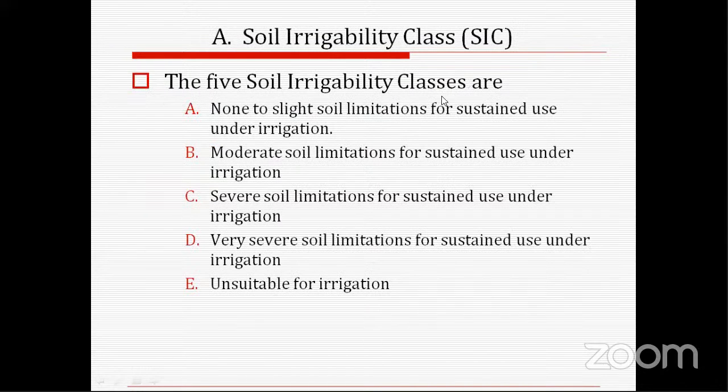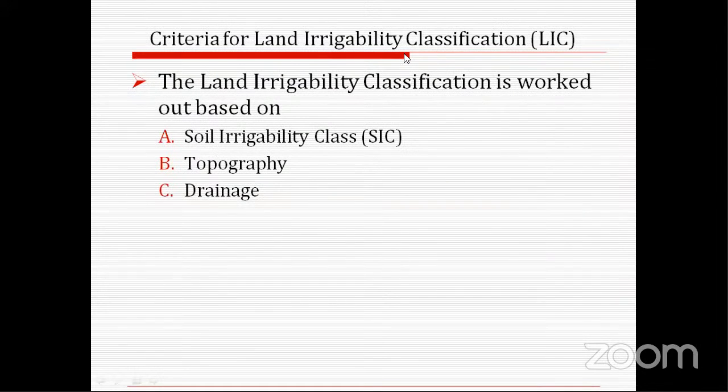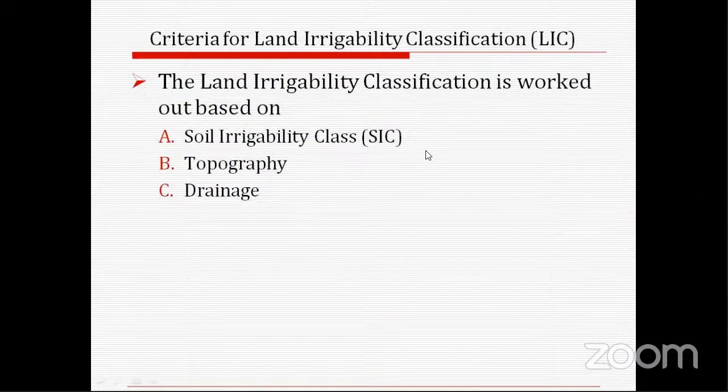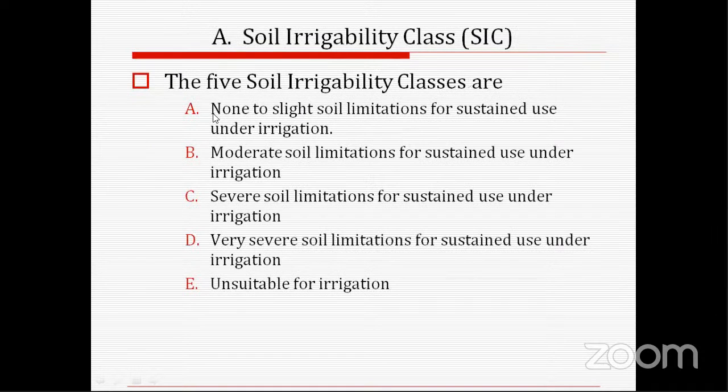So soil irrigability classes. Students, don't confuse. Land irrigability classification depends on soil irrigability classification, topography and drainage. And these are some peculiar characteristics, and these are the classes. Before going to land irrigability classification, we have to check the soil irrigability class. That is important. For soil irrigability classes, how many are there? There are 5 classes.